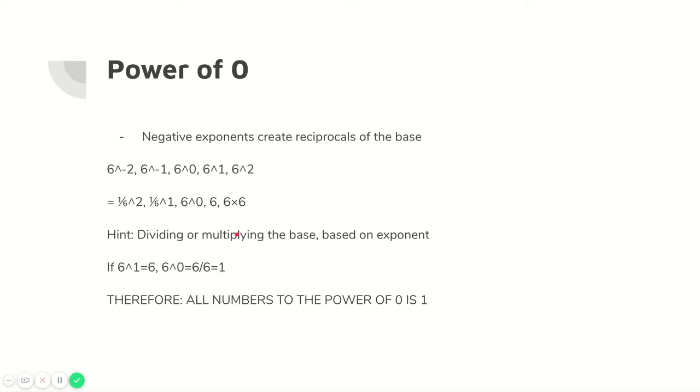However, you can see that this is why we would create reciprocals of the base. Because if we move towards 6 to the power of negative 1, we would get 1 over 6, which would just become another division of this base, which is 1, and we would divide 1 by 6. Therefore, following this pattern, it doesn't matter what the base is, all numbers to the power of 0 is 1. And that's just a thought to keep in mind.